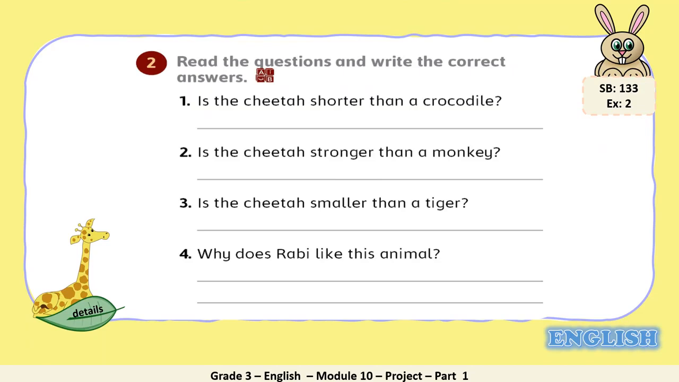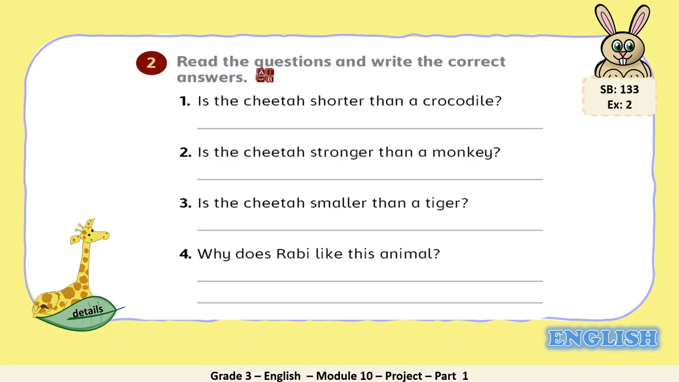Now we reached the third step, details. I need you to read the text again so you can answer the questions in exercise 2. Let's take a look at them first and highlight the key words. This way, it will be easier to find the answers in the text. So let's read the questions and highlight the key words.